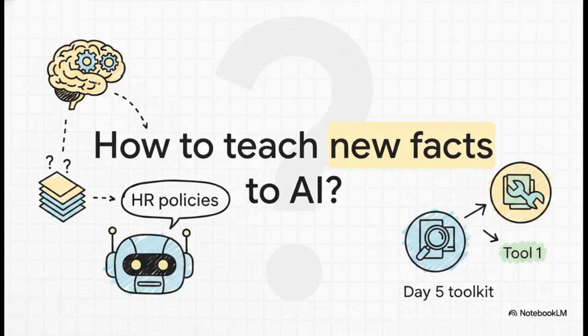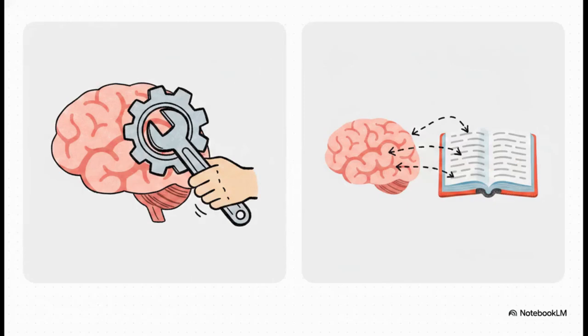Well, this introduces the final two power tools from our Day 5 list. There are two main ways to handle this, and understanding the difference between them is a real game changer. The first is fine-tuning. This is updating the AI's internal brain by retraining it. You're permanently altering that mathematical structure, those embeddings we talked about, by feeding it thousands of new examples.